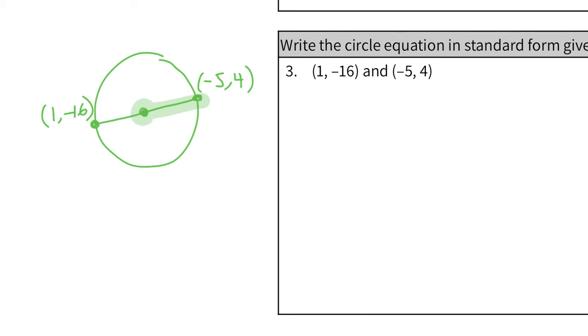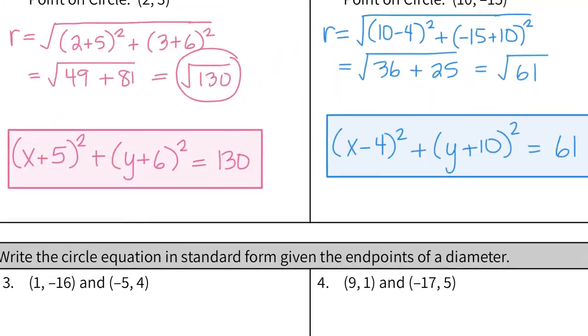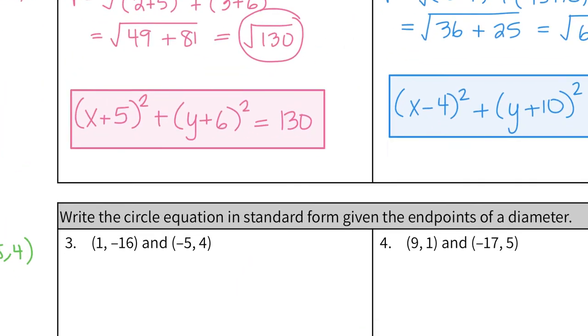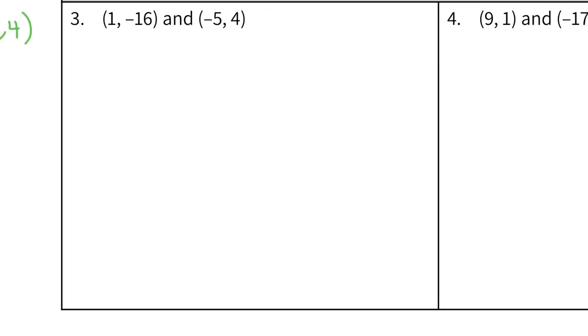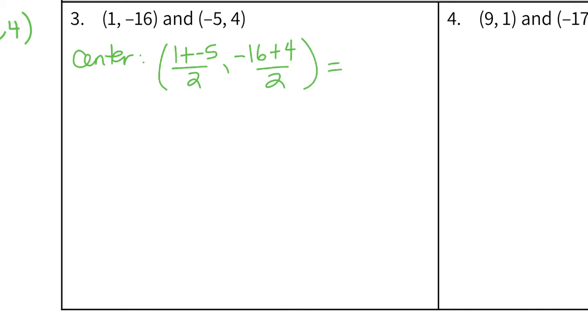In order to find that center point, that's the midpoint formula, and I do have that up here at the top. So let's start with that. Let's find the center. What you do is you add your x values, so 1 plus -5, and divide by 2, comma. Now let's add our y values, -16 plus 4 divided by 2. Let's simplify this. For the x value, that would be -2, and for the y value, that is -6. So that is our center.